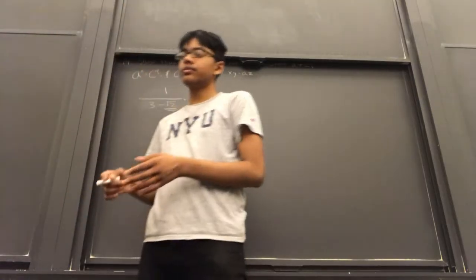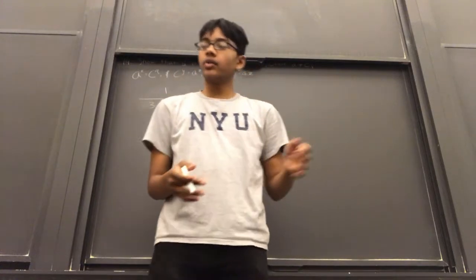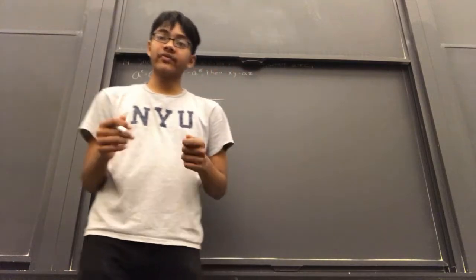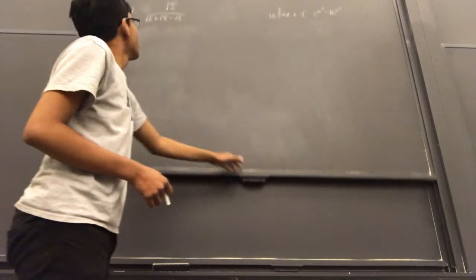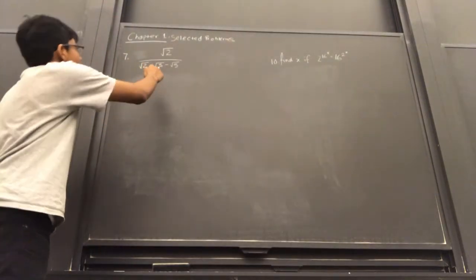Alright, so welcome to the second video in the AMC 10 problem solving series, and we'll be solving select problems from the Art of Problem Solving Volume 1 book. We're going to start off with problem number 7 today, which asks us to simplify the above fraction.